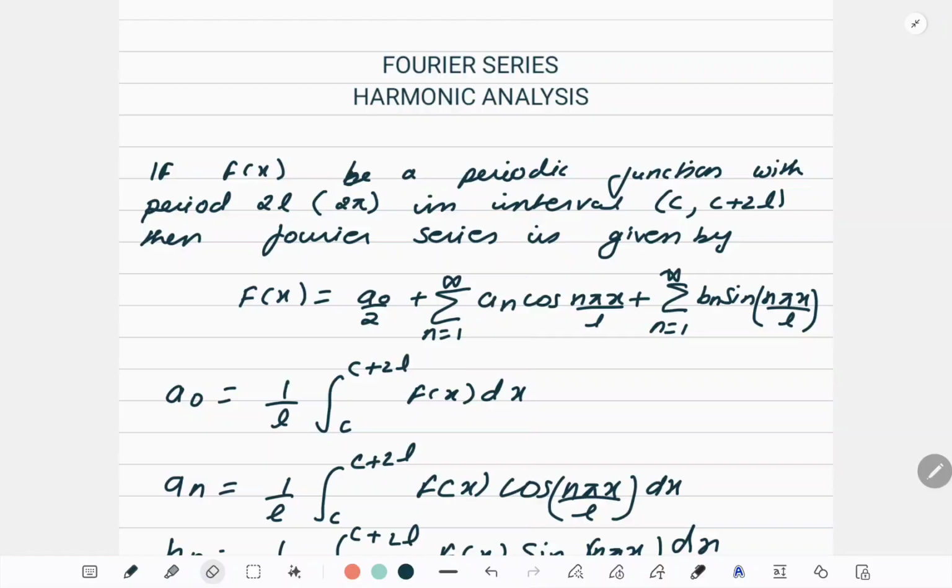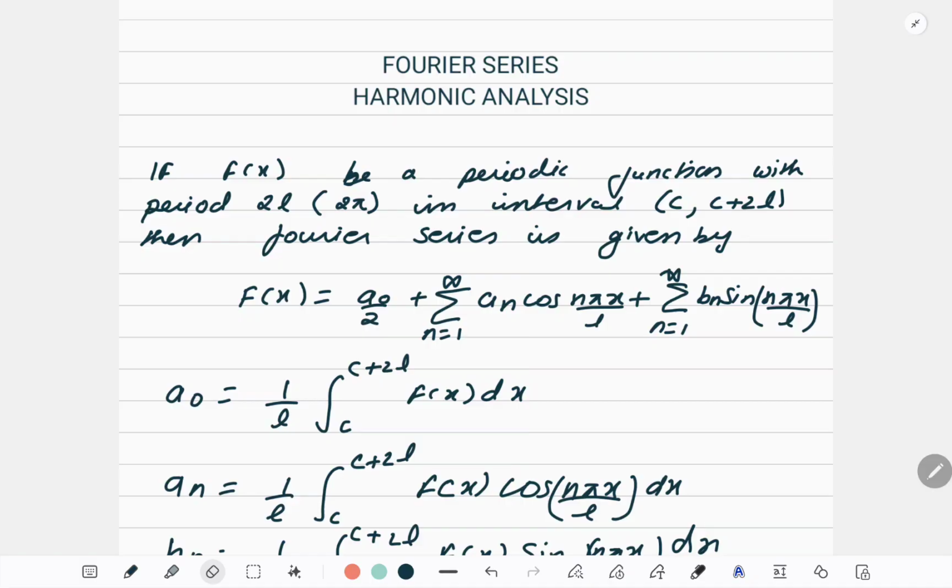So I'll explain a little bit of theory, then I'll teach you how to do the questions. Doing the questions is very easy and it's very easy to score marks in that. Okay, so now let us start. Now, what is Fourier series? First, let us do the basic definition. If f(x) is a periodic function with period 2l or 2 pi in the interval c to c plus 2l, then the Fourier series is given by this.